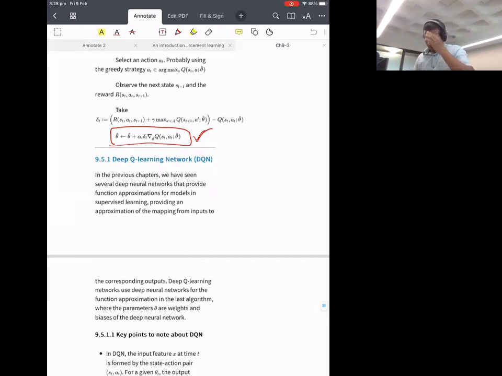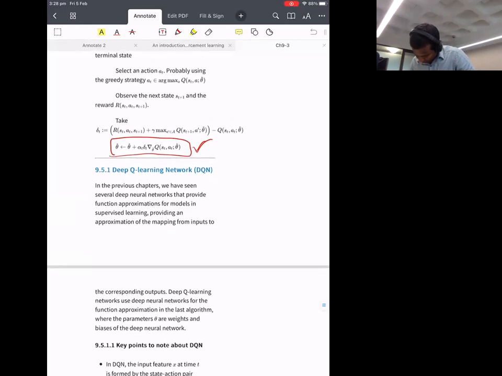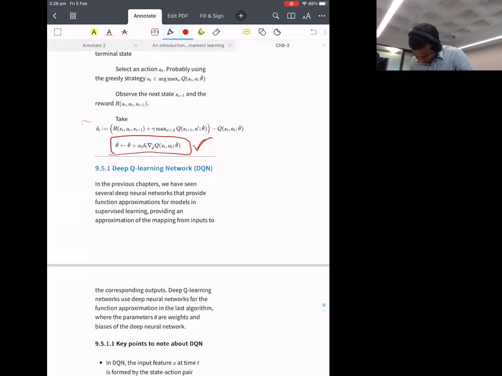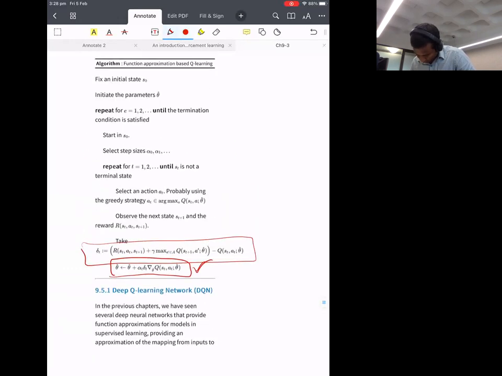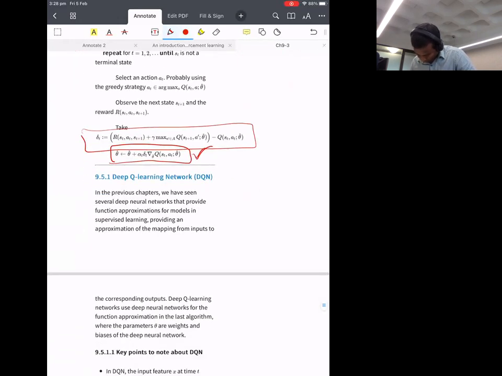So let's look at this expression. When we are computing delta, this is the target, the first term, and this is the predicted term. In the predicted term, you have S_t, A_t, the current state and action you have taken. Once you take the action, you know what the next state is. That is used in the target, and also here. So when you compute this max, you don't compute it for the current state, you compute it for the next state which you observe. That is important.